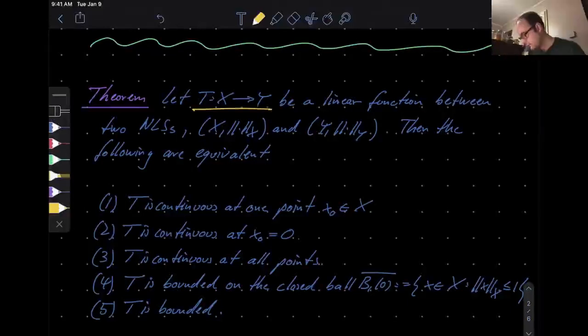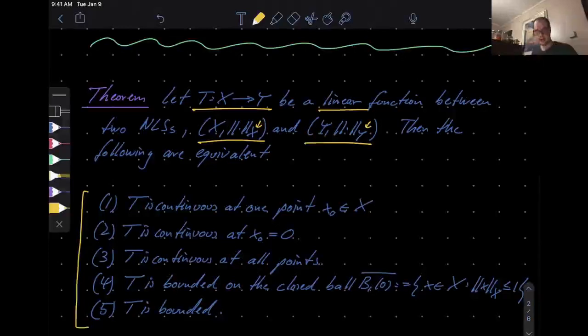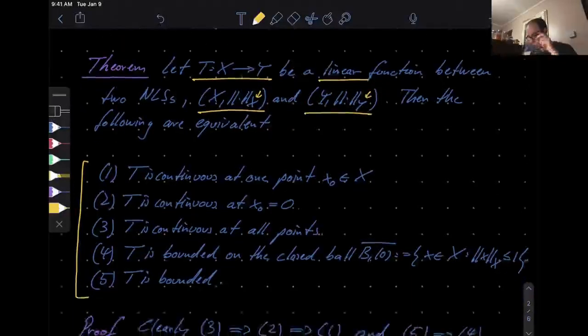Let's start with a linear function from one normed linear space X to another one Y. Again, notice here I indicate this dependency on X and Y in my norms. Then as it turns out, those 5 statements here are equivalent. T is continuous at one point, T is continuous at the origin, T is continuous everywhere, and that is equivalent to boundedness on the closed ball, and then boundedness in number 5 everywhere. At first, if you see this for the first time, it's quite remarkable, but actually this really is the linearity at work throughout. Okay, so we'll prove it.